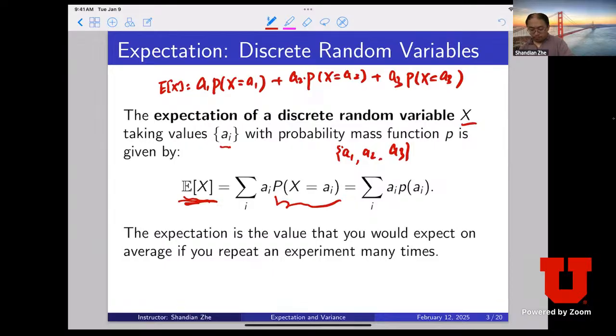Okay, so you can understand the concept of expectation in another way. Imagine you're allowed to do the same experiment many times. The first time, you might observe one value; the second time, another value; the third time, a third value. You repeat this experiment many, many times and take the average of all the observed values of the random variable. That's what the expectation is meant to reflect.